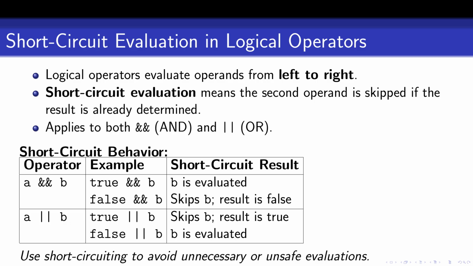For example, you might write if (denominator != 0 && numerator / denominator > 1) to ensure the division only happens when safe. This strategy is especially useful when one condition guards the safety of another. Understanding short-circuiting not only helps you write more efficient code, but also protects your program from unintended runtime errors.